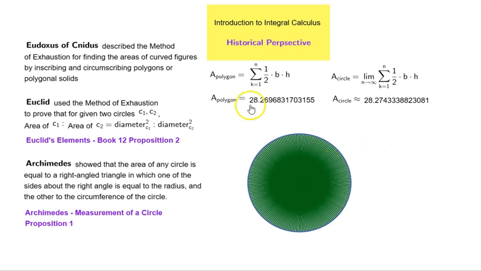If we take it to say 200 sides, then we get 28.269, 28.274. So if we do rounding, we will get 28.27, 28.27 to 2 decimal places. Very interesting, right? So I think that's enough for this session. In the next session, we will take up the introduction from a modern perspective.